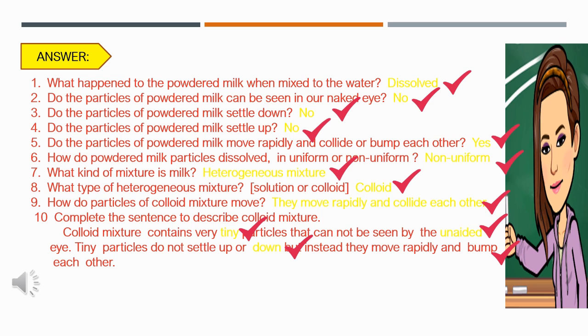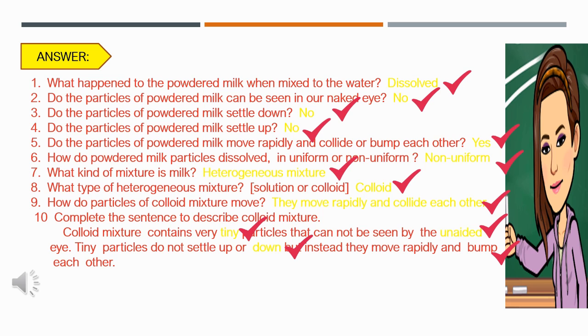Question number 6. How do powdered milk particles dissolve? In uniform or non-uniform? Non-uniform. Check. Question number 7. What kind of mixture is milk? Correct. Heterogeneous mixture. Question number 8. What type of heterogeneous mixture? Correct. Colloid. Question number 9. How do particles of colloid mixture move? Correct. They move rapidly and collide with each other.